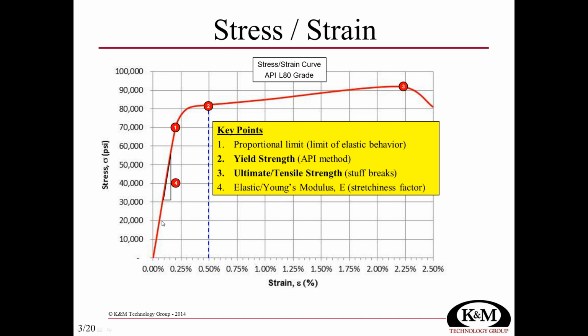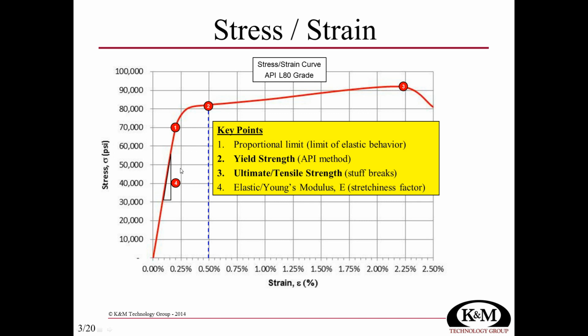Something also that's interesting is the slope of this initial line when we're behaving elastically up until the proportional limit. The slope of this line is what's referred to as the modulus of elasticity, or Young's modulus. And that slope is really, you could think of it as a stretchiness factor.